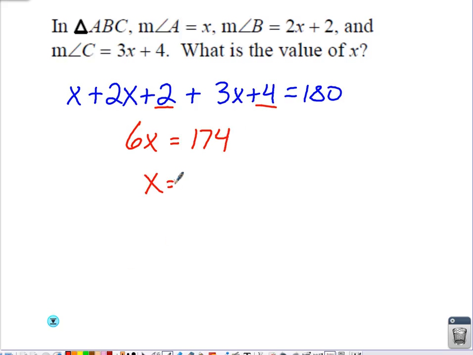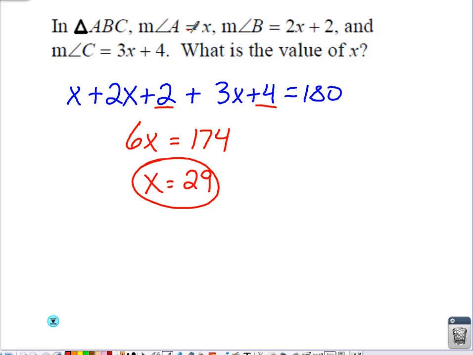Let me tell you how I divide this without using a calculator. Can everybody do 6 times 30 in your head? 6 times 30 is too big, right? How much too big? Didn't we just subtract 6 from that? So 6 times 29 would be 174. So therefore, the value of x is 29. We never just leave it. We always go back and plug it in.